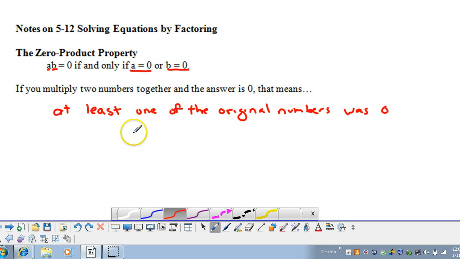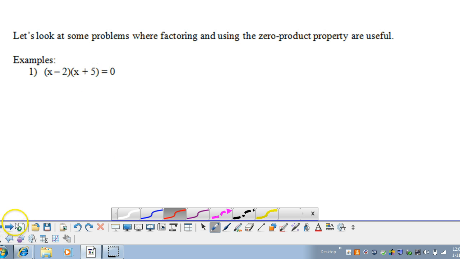So if you multiply two numbers together and the answer is 0, that means at least one of the original numbers was 0. Let's see how this works in terms of solving equations. Here we have two factors being multiplied together to give us an answer of 0, and that would mean that either this first factor was equal to 0 or the second factor was equal to 0. So now we have two little separate equations to solve.